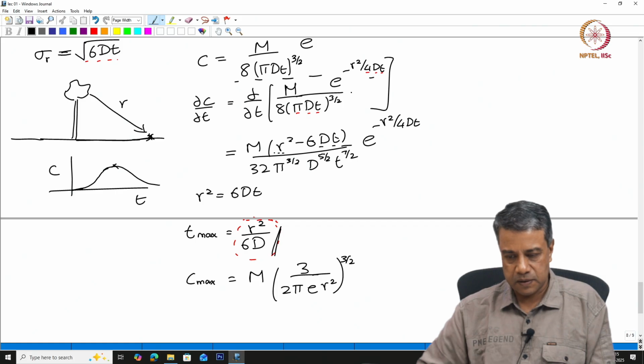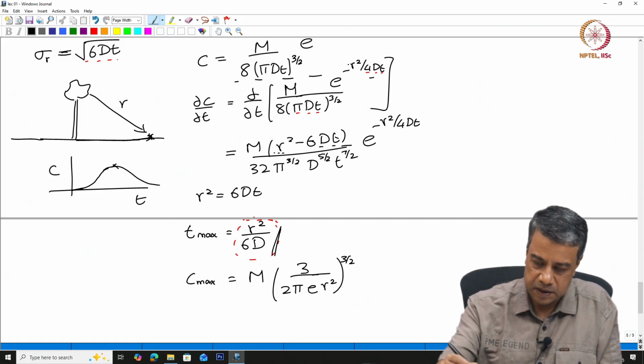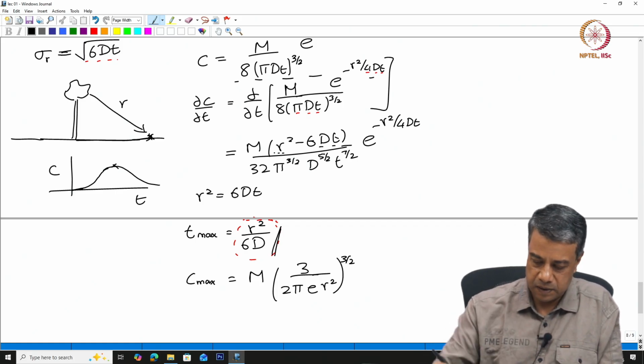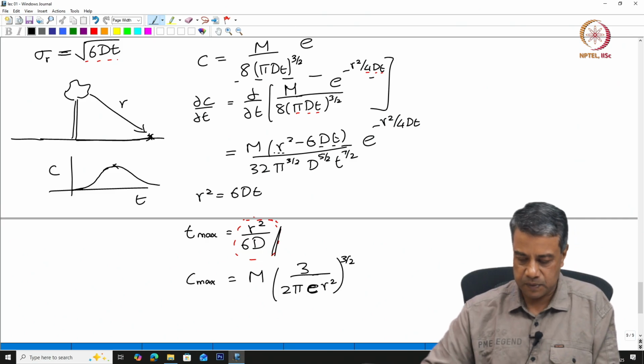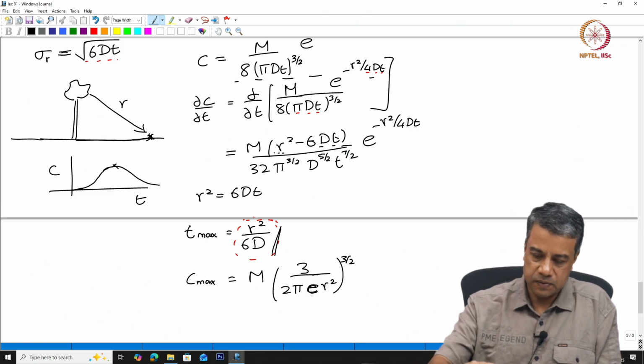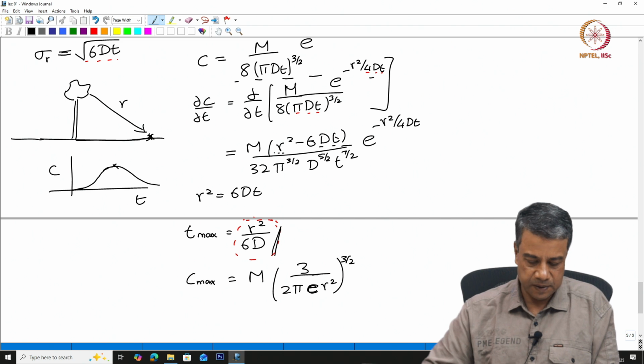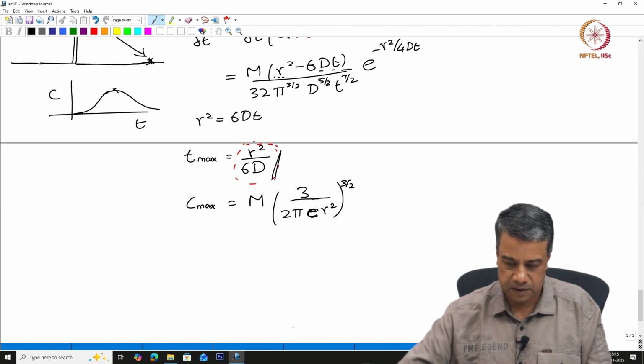T is equal to r square by 6d. So, you get e to the power minus 3 by 2 over here. That is the factor e over here, to the power minus 3 by 2. You get an r square because dt is equal to r square, and this becomes the maximum concentration.